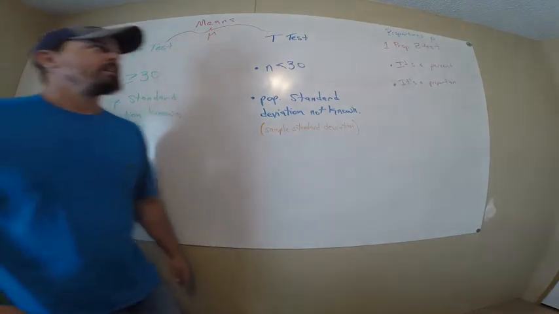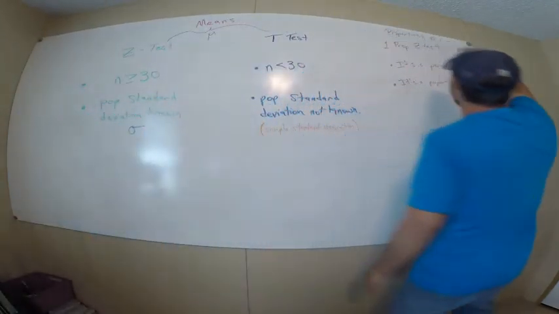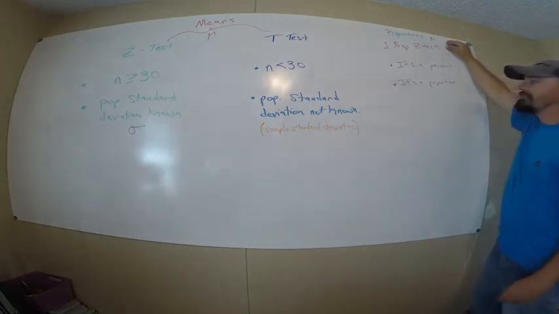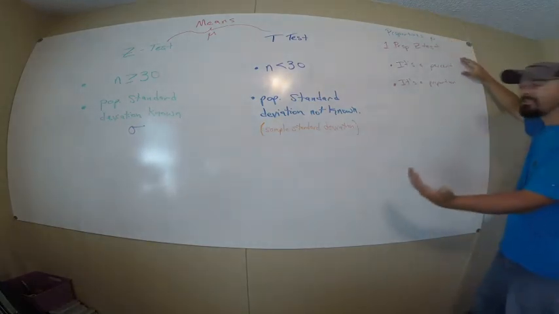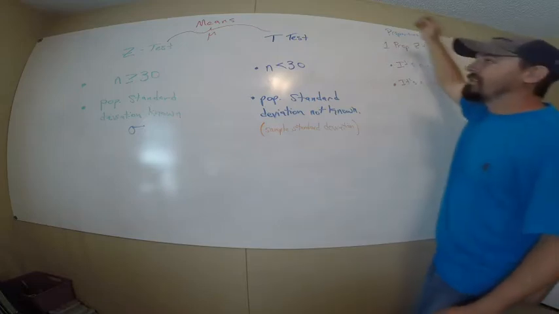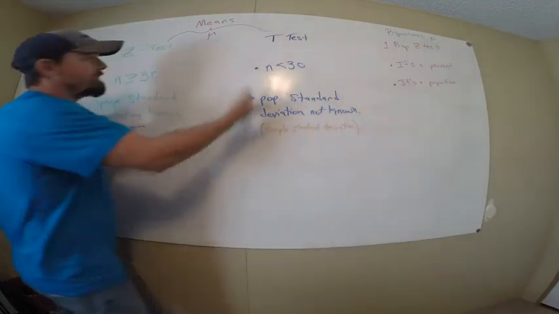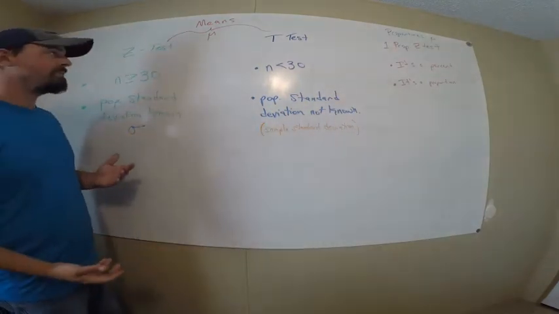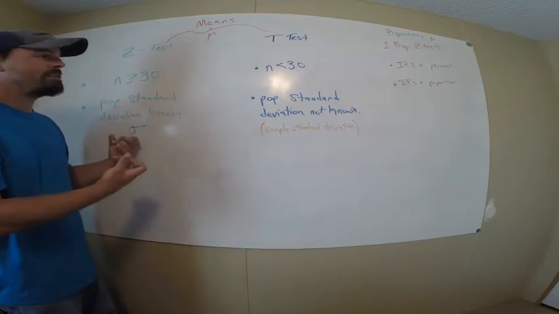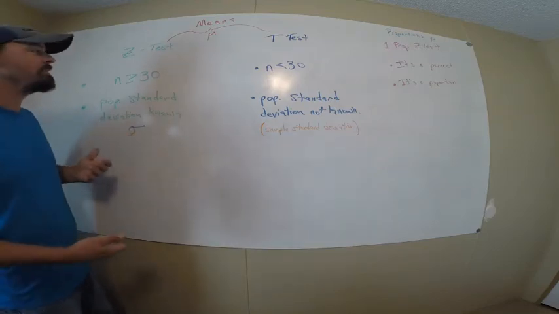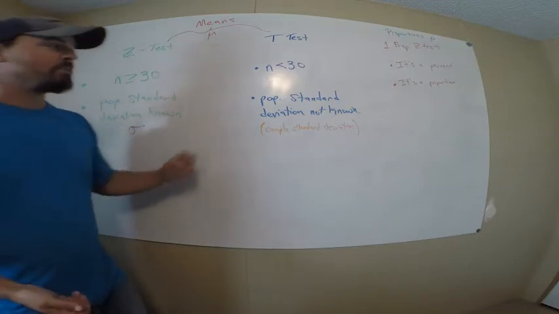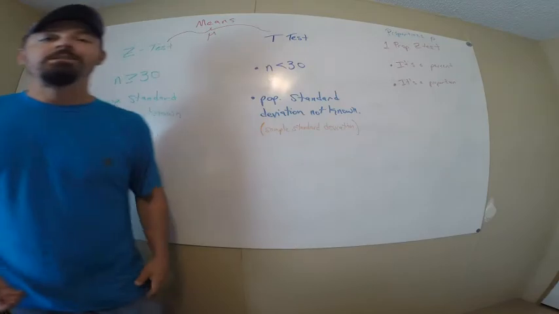If it's a proportion, we're going to wind up using one prop z-test. So if the problem gives you a percent or a proportion, use one prop z-test. If it gives you a mean, use either z-test or t-test. The first thing I usually look for when I try to figure out whether to use z or t is: do I know my population standard deviation? Because that'll pretty much answer your question right from the start. If I know my population standard deviation, typically I use z. If I don't know my population standard deviation, I'm going to use t.